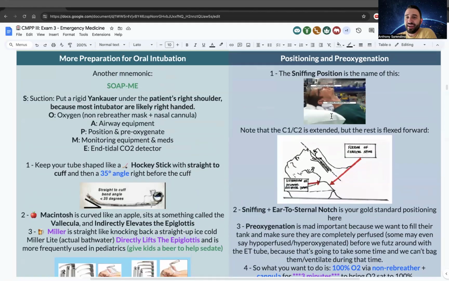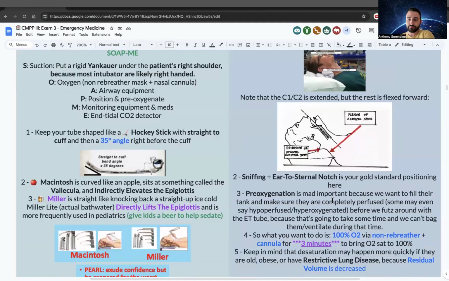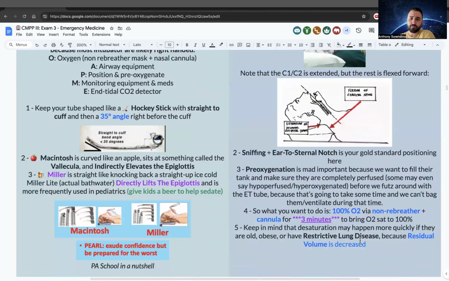All right, so then we have this sniffing position, which is about the extension of C1, C2, but everything else is flexed. So this part is extended to open the airway, but then your neck is kind of flexed forward. So it's called the sniffing position. That plus the ear to sternal notch is like your gold standard for positioning. This is important, definitely going to be a question.